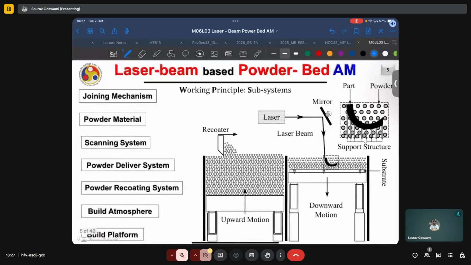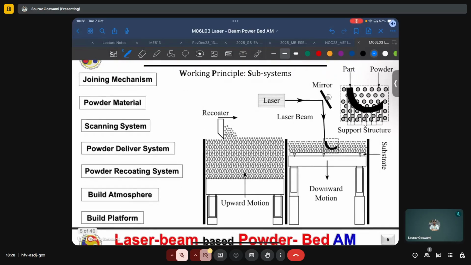So here we have a schematic diagram of the powder bed based AM processes, and just like our previous sessions, it features a subsystem based classification based on the joining mechanism, the powder material, the scanning system, the powder delivery system, powder recoating system, the build atmosphere, and the build platform. Details of each we'll be visiting in the subsequent slides. But let us take a moment to look at the schematic of the machine itself.